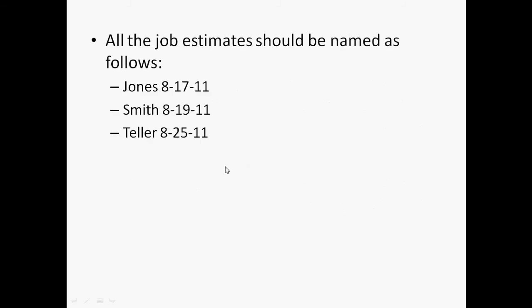You should also name your job estimates in a consistent manner. For instance, you can name them by last name first and then the date that you made the estimate, and that way, in the folder where they're all stored, you will be able to find them in alphabetical order. Another way would be to put the date that you made the estimate first and then the last name of the customer. That's if you want to see these job estimates in date order in the folder.